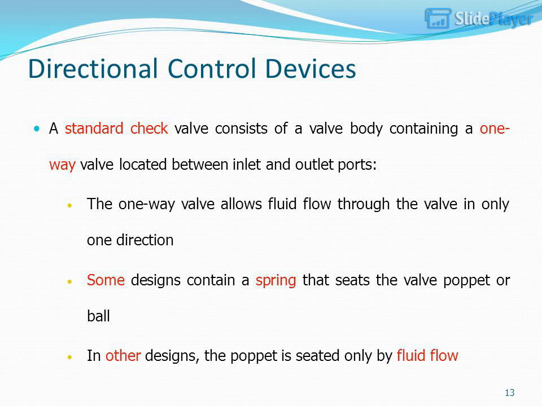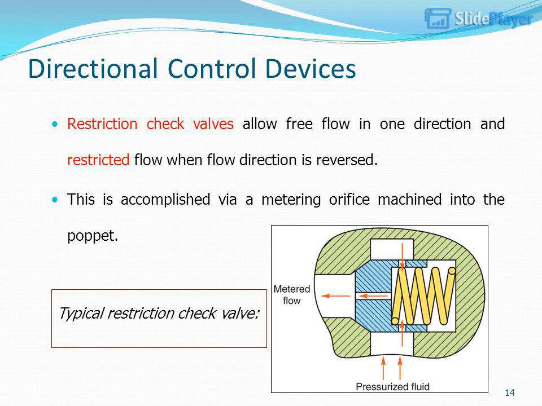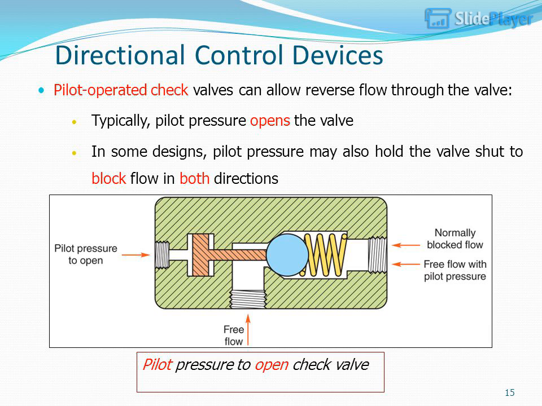A standard check valve consists of a valve body containing a one-way valve located between inlet and outlet ports. The one-way valve allows fluid flow through the valve in only one direction. Some designs contain a spring that seats the valve poppet or ball. In other designs, the poppet is seated only by fluid flow. Restriction check valves allow free flow in one direction and restricted flow when flow direction is reversed. This is accomplished via a metering orifice machined into the poppet. Typical restriction check valve.